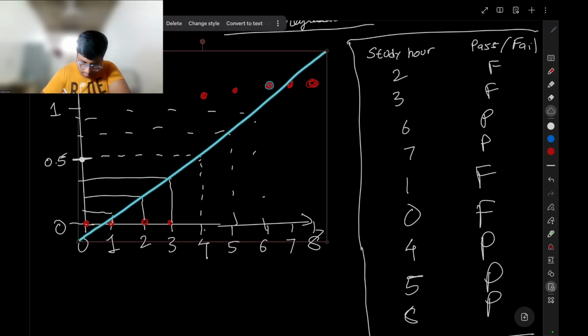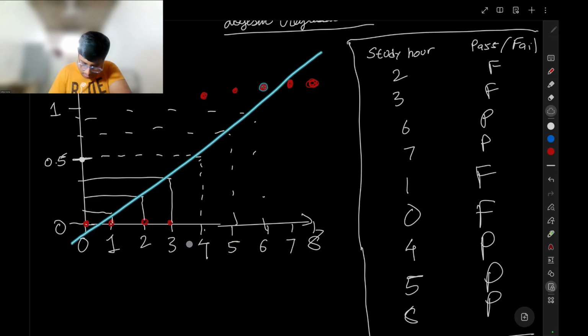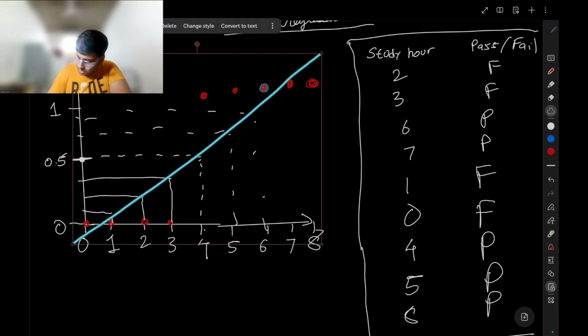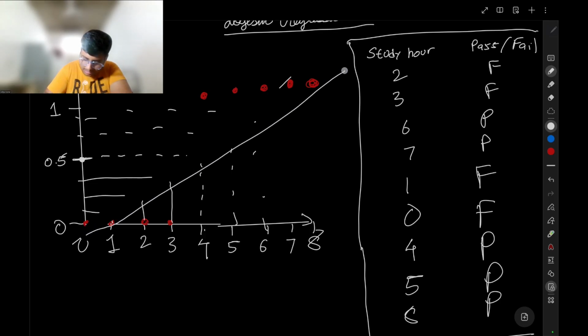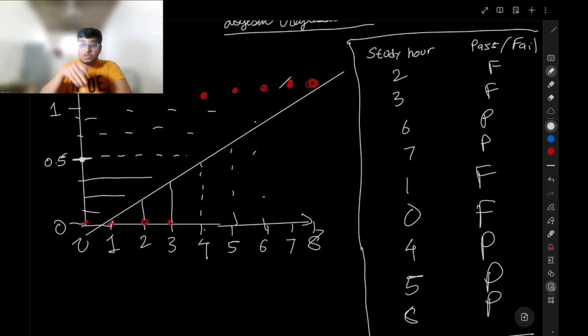Can I rotate this? Do I have the power to rotate? I don't think so. So let's remove this line. Okay, now the line can be more tilted like this if we follow the earlier linear regression algorithm. And now you can see that the point number 4 lies below our 0.5 mark. But in our data set it is considered as pass, while the algorithm will consider it as fail.